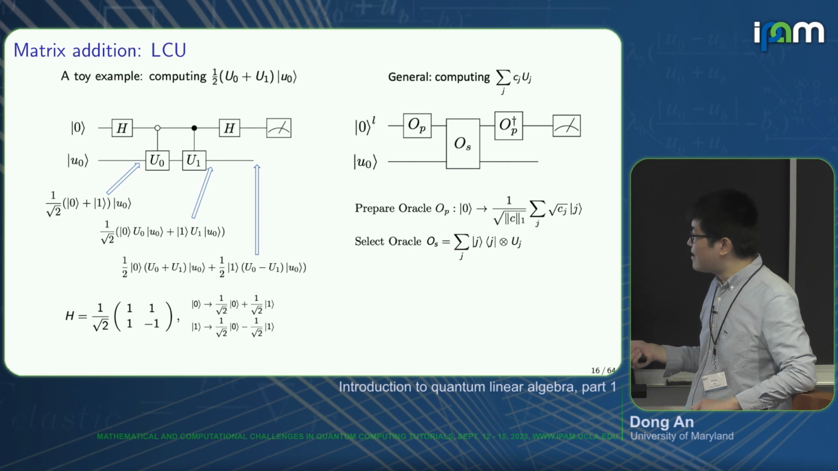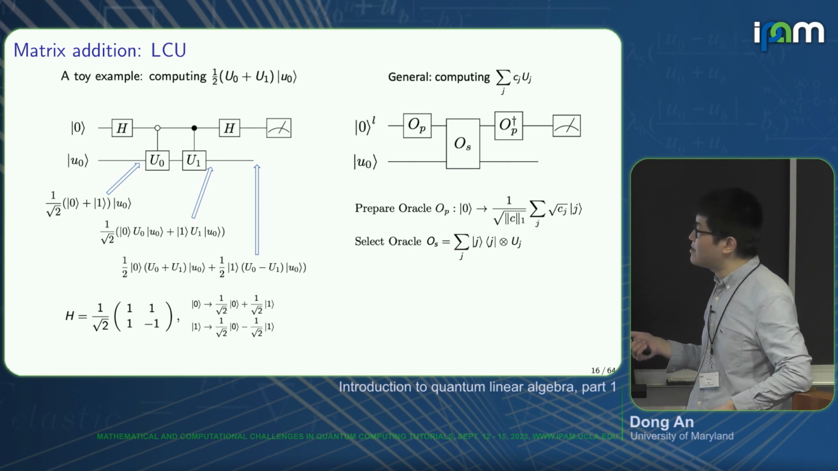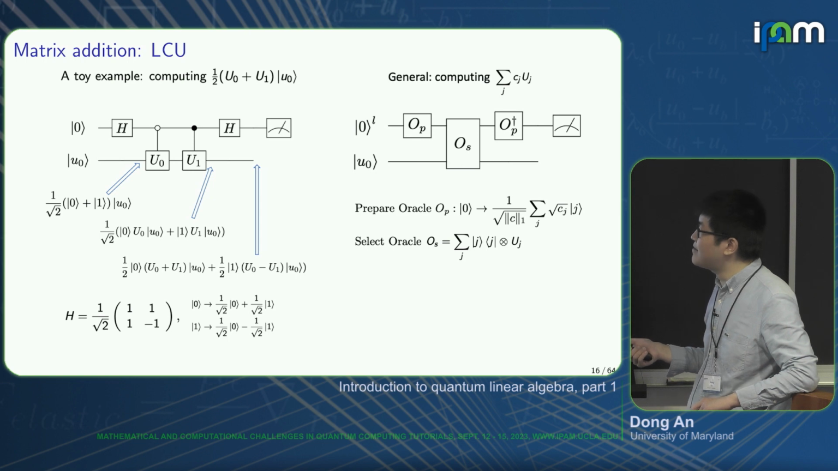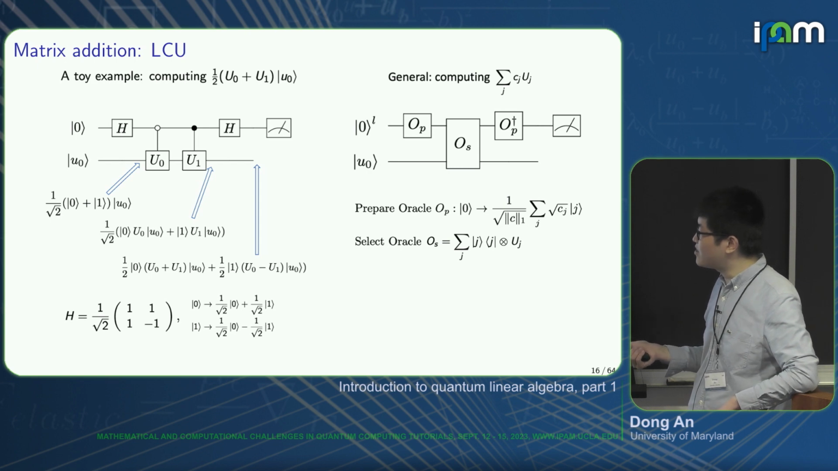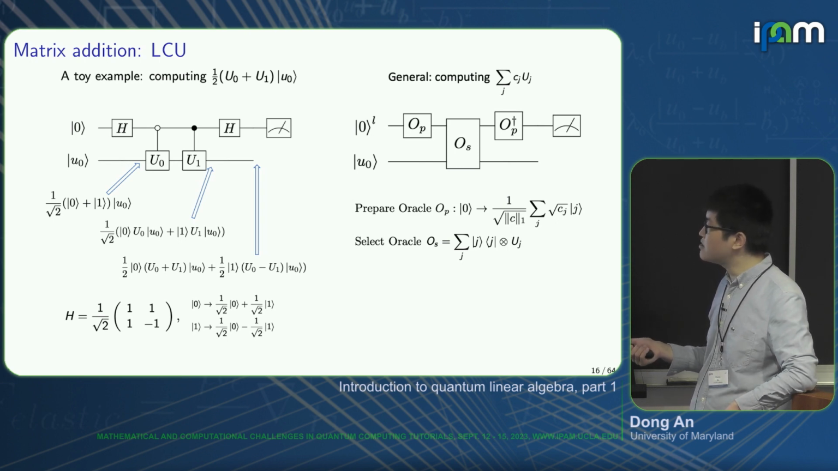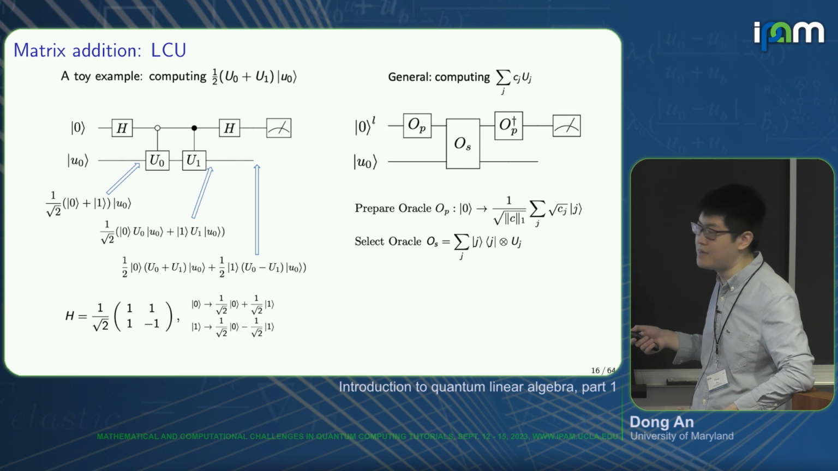And then the second to last step is that we apply another Hadamard gate on the first ancilla qubit. Applying this Hadamard will map this 0 to a superposition of 0 and 1, and map this 1 to something like 0 minus 1, and we will get a quantum state which looks like this. For the 0 part, we get half of U0 plus U1, because we have this U0 from the 0 ancilla qubit, and a U1 from the 1 ancilla qubit after applying this Hadamard gate. And of course, we have some orthogonal state right here.